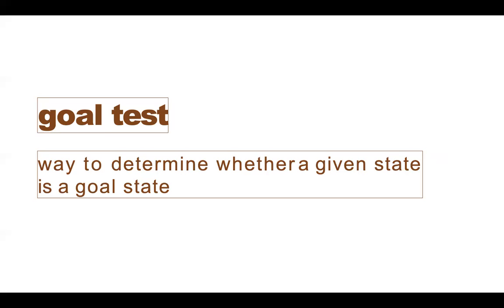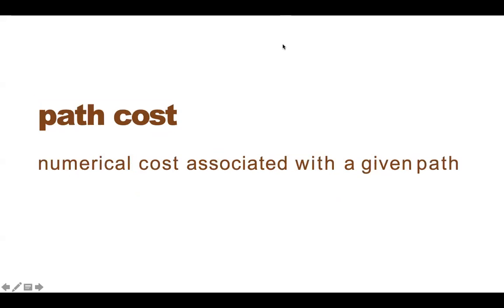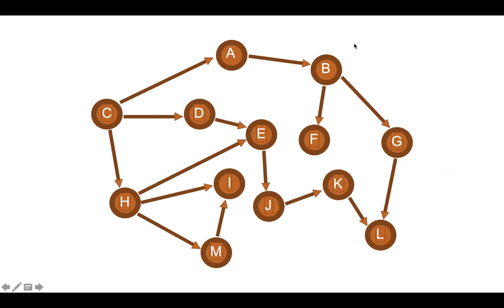Goal test is the way to determine whether a given state is a goal state or not. Path cost is not included in the uninformed search, but in an informed search, the path cost is a numerical cost associated with a given path.